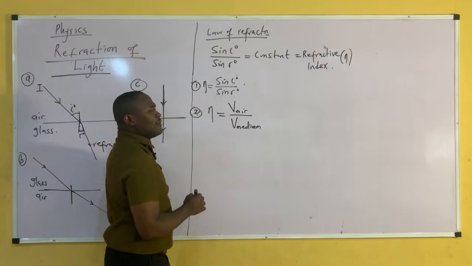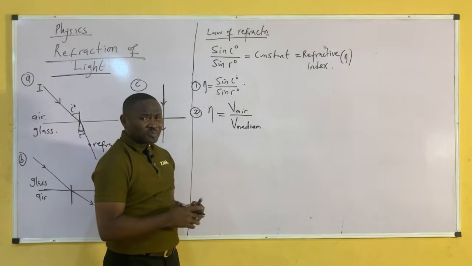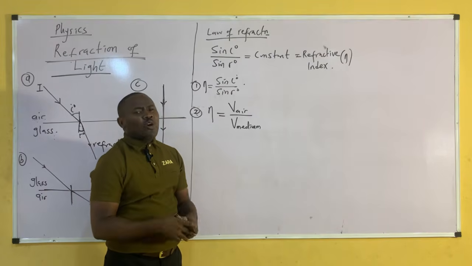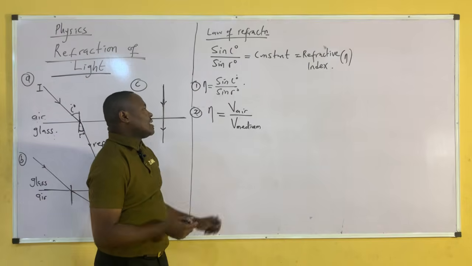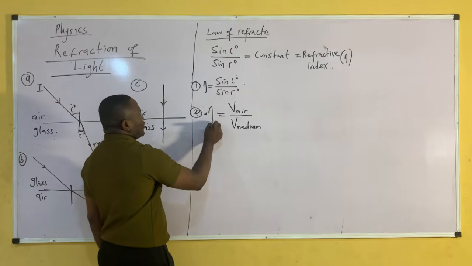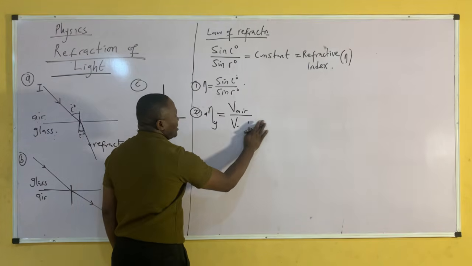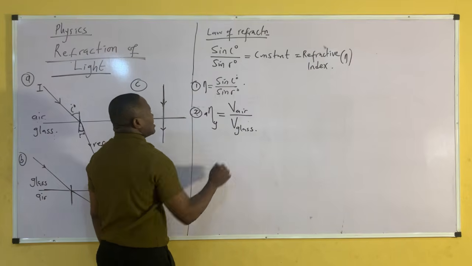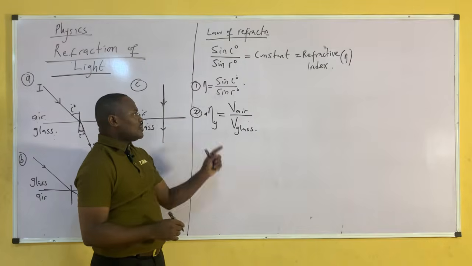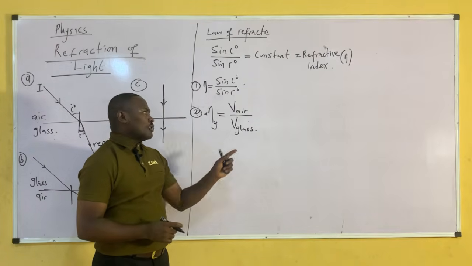So I have the medium, which can be water or glass. Remember again, refractive index, let's see something like from air to glass. It will be speed in air over speed in glass. Refractive index is speed in air over speed in glass.